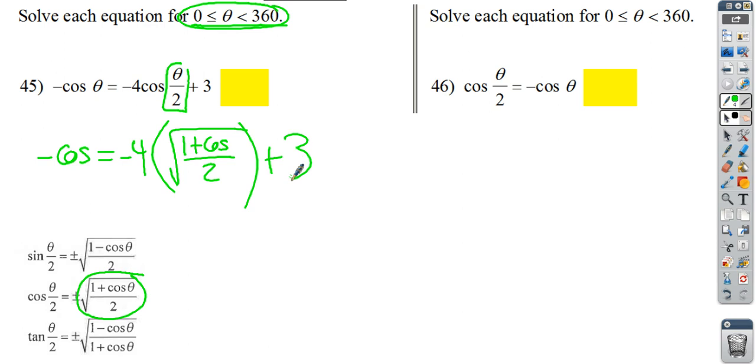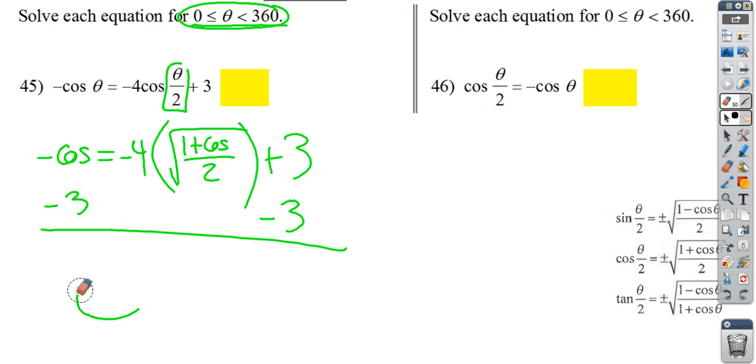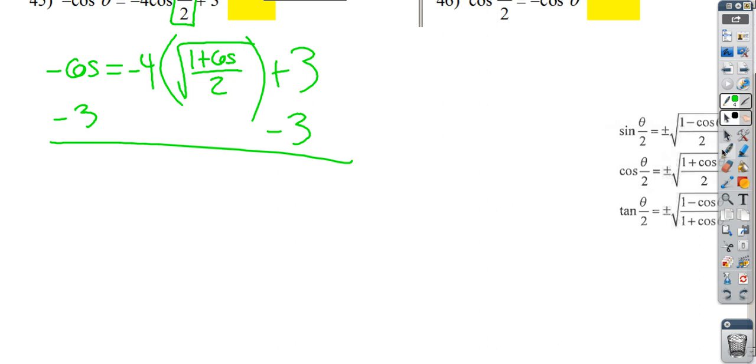Okay, so first thing, and we kind of did this in an earlier chapter, we want to get rid of everything except for the radical right here. So everything needs to go on the other side. So we'll subtract that 3 over. Move this out of the way again so we have more space, as these problems do end up taking up quite a bit of space. So we're going to have negative cosine minus 3 equals this right here.